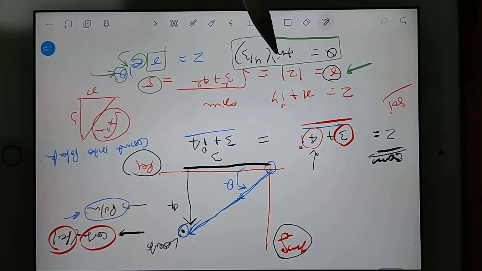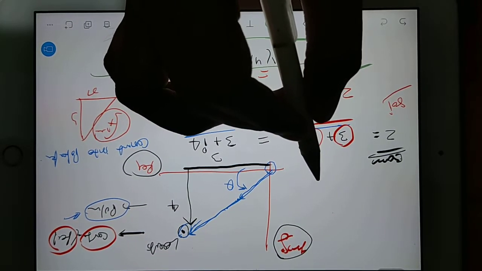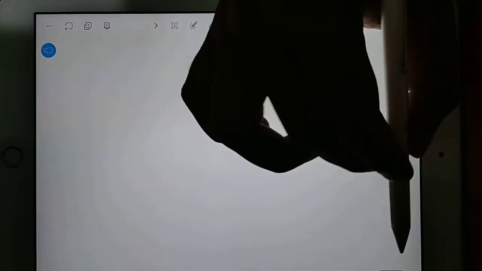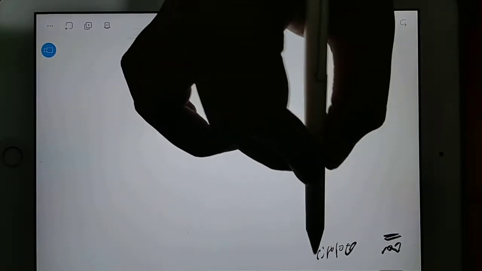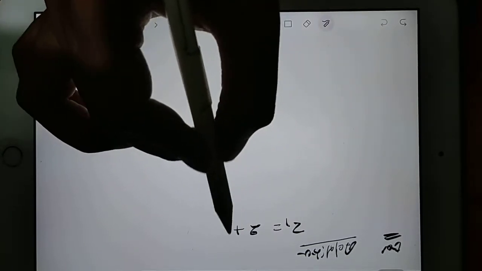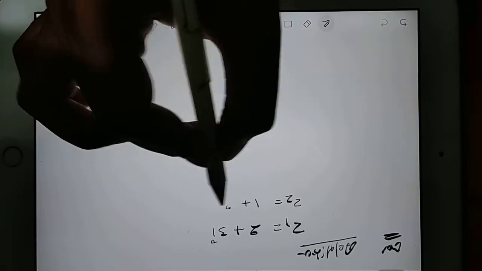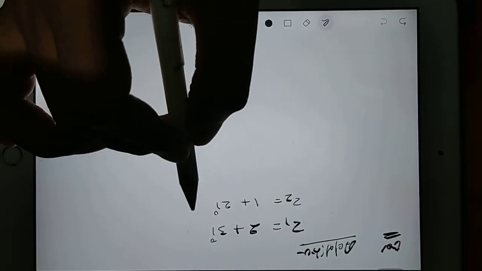Now if you have two complex numbers and you want to add them, what will be the new complex number? Suppose I'm changing the page. Suppose you have an example here. We are going to understand addition. Suppose you have a complex number z1 given as 2 plus 3i, and another complex number z2, suppose that is 1 plus 2i, and we want to add these two complex numbers.